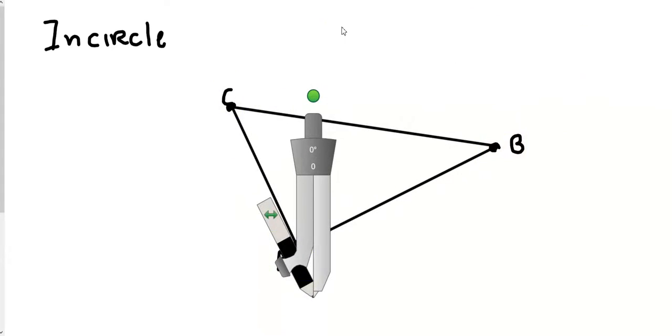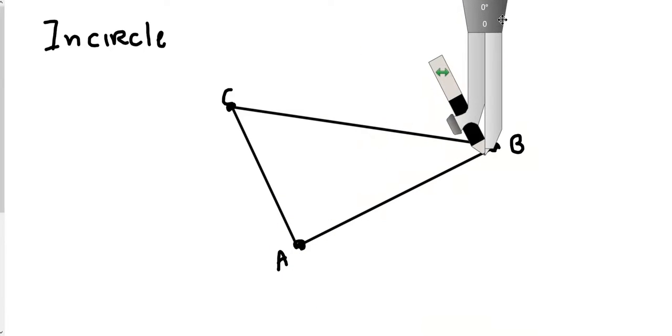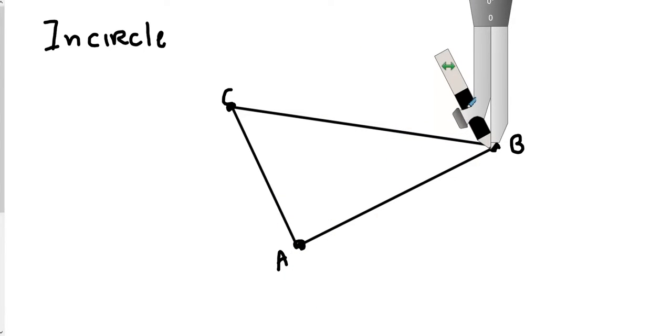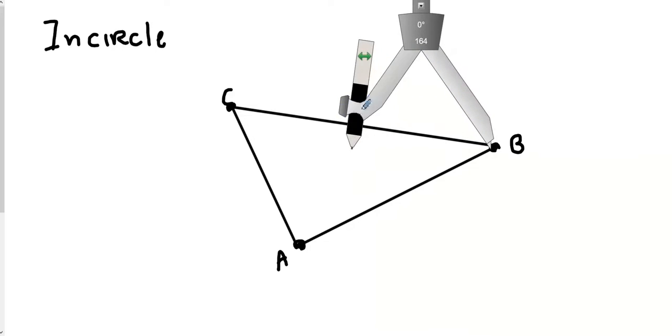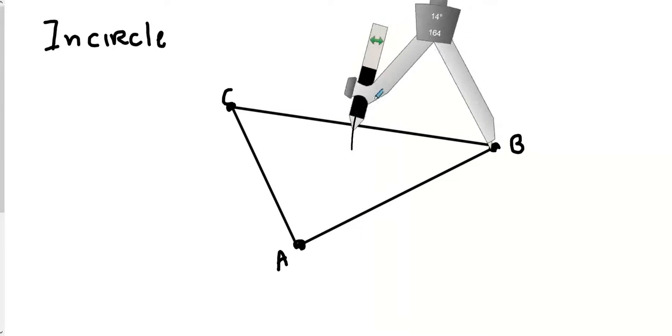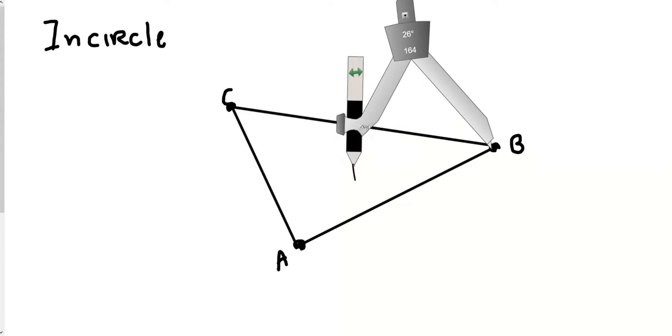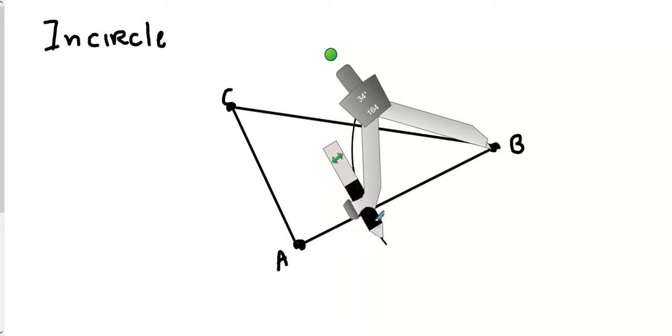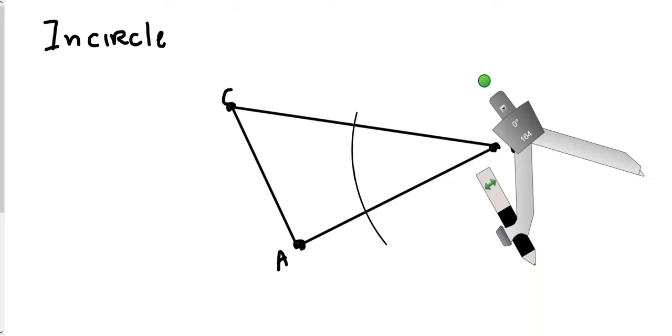Okay. So here's what we're going to do. We're going to grab this here, extend it out. We're going to bisect the angle. There's one. Okay, lads. Does everybody see what I did there? Now, it hits here and here.